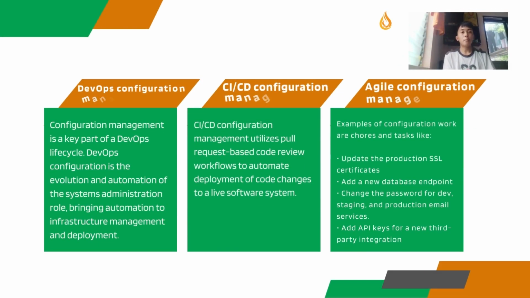Agile configuration management. Configuration management enables agile teams to clearly prioritize configuration work. Examples of configuration work are chores and tasks like update the production SSL certificates, add a new database endpoint, change the password for dev, staging, and production email services, add API keys for a new third-party integration. Once a configuration management platform is in place, teams have visibility into the work required for configuration tasks. Configuration management work can be identified as dependencies for other work and properly addressed as part of agile sprints.